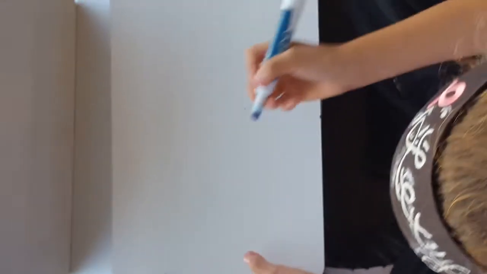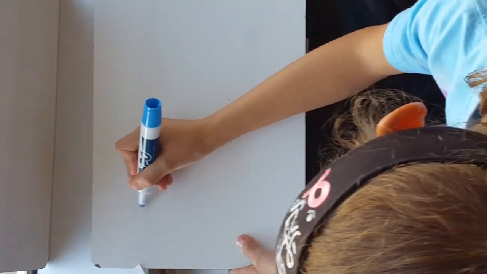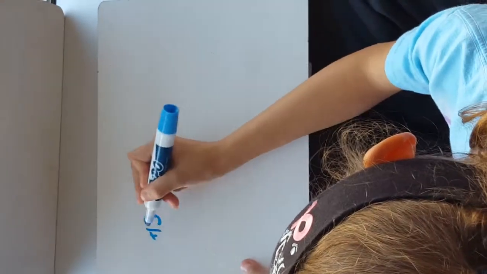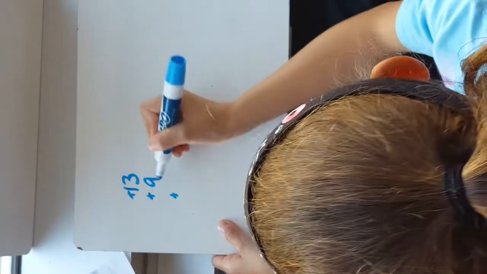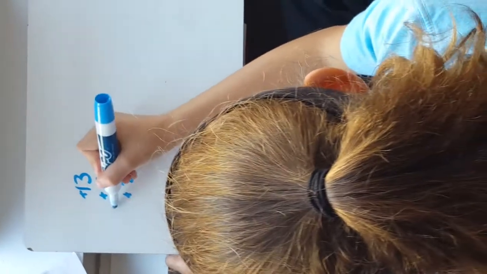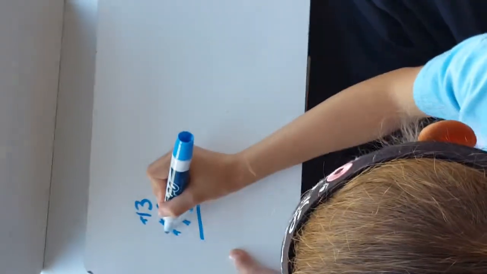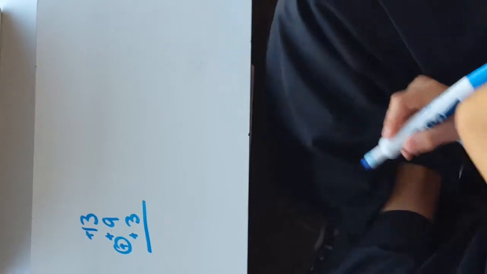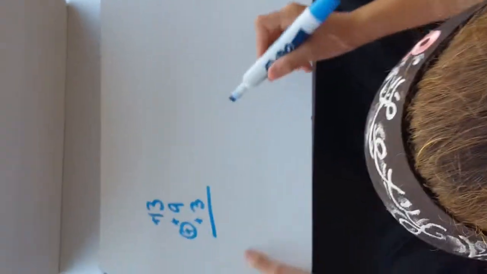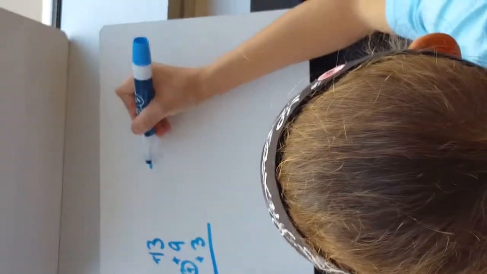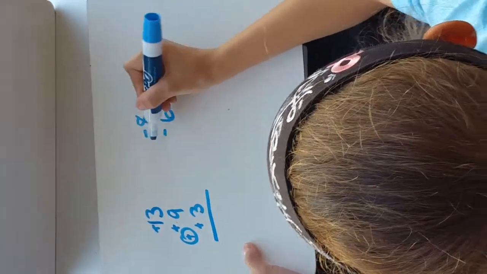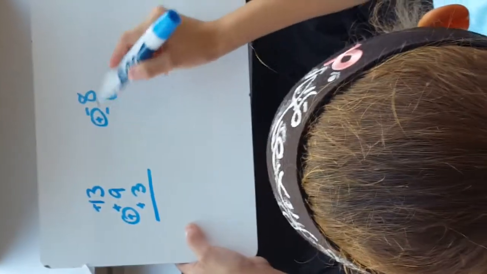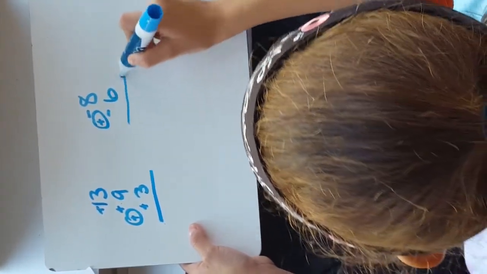So now you know that it's going to be 13 plus 9, that's positive sign, and plus 3. So I'm just going to put that one on the side for an adding sign. And you're also going to add -8 plus -6. So that's just what we're doing.